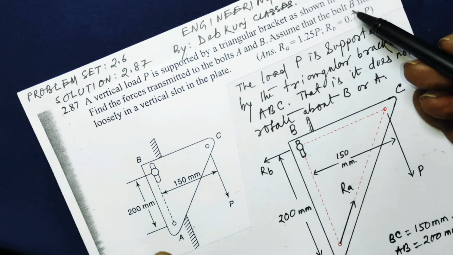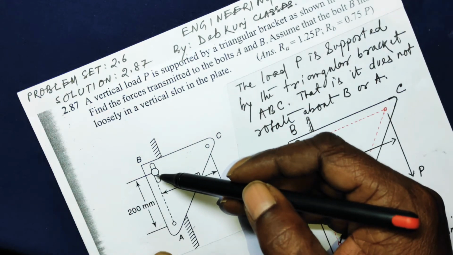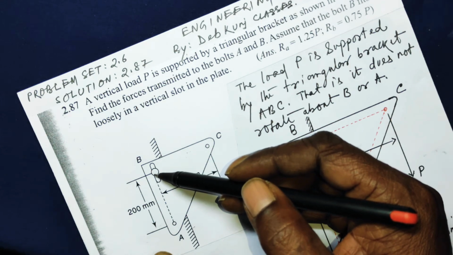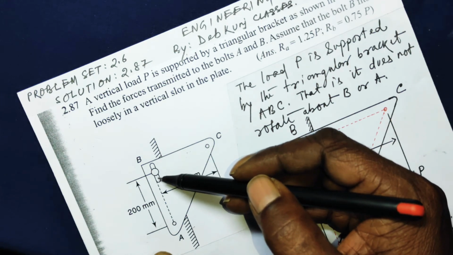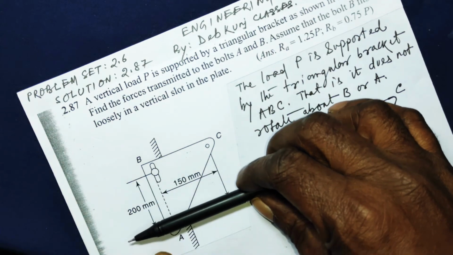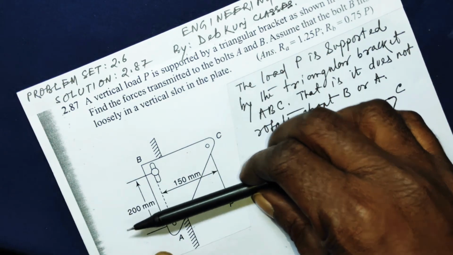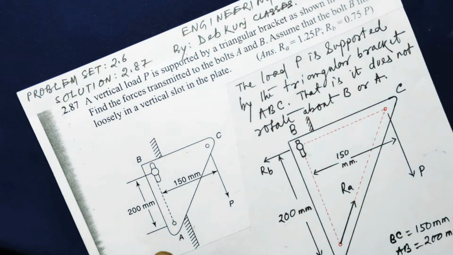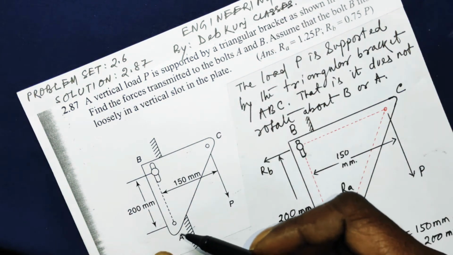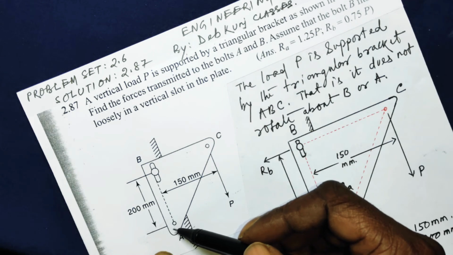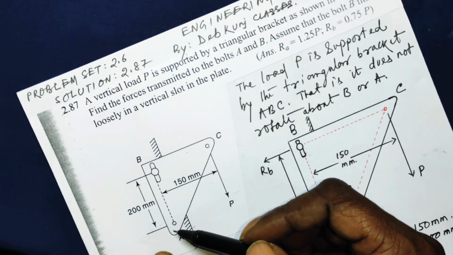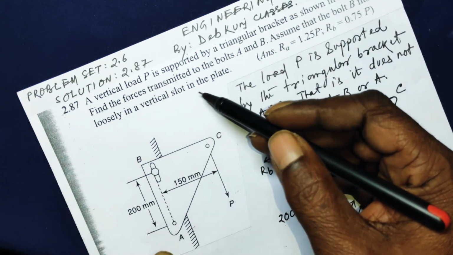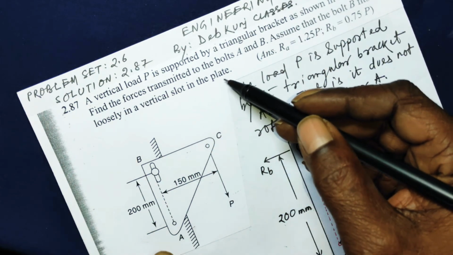Assume that the bolt B fits loosely. As you can see from the diagram, the bolt at B is loosely fixed. Means you can shift it to this side, you can shift it to this side. The triangular bracket can be shifted like this or like this, since it is not tightened. But the bolt at A is tightly fixed. Assume that the bolt B fits loosely in a vertical slot in the plate.